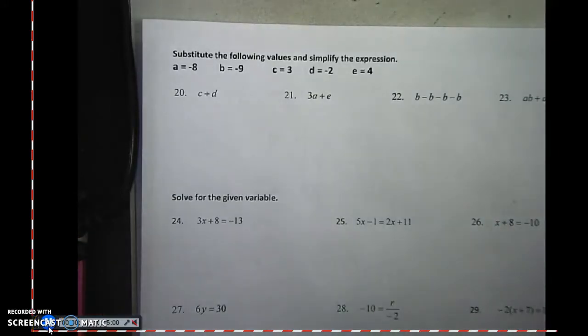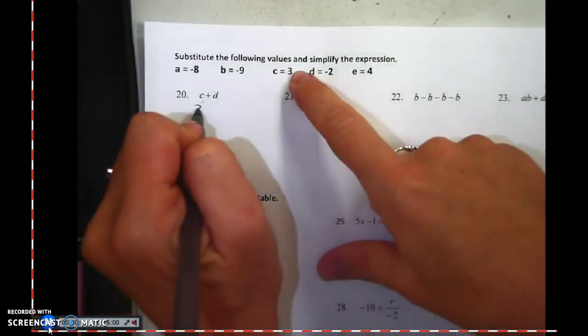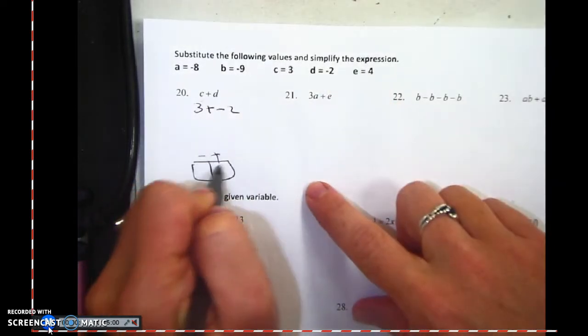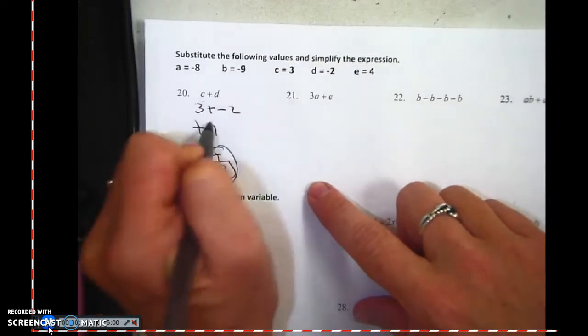Okay, so let's see. C is 3 plus D is -2. Do my box. Boom, +1. 1 is ugly.